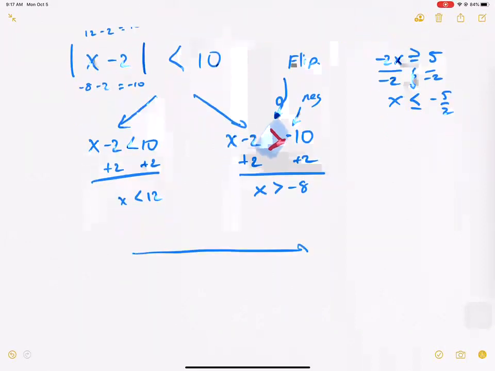Okay, let's draw a number line here. Two numbers that I see are going to be negative 8 and 12. Would these be solid or hollow? So solid or hollow? Solid or hollow? These would be hollow.